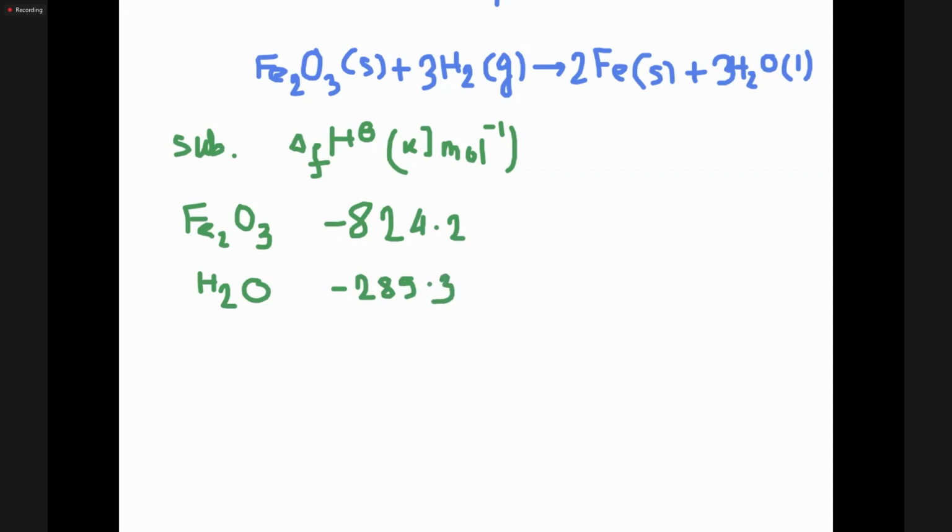For the rest of the substances involved in the reaction, I have told you that since they are in their elemental and standard states, their enthalpy of formation value at standard state will be equal to 0. So for iron solid and dihydrogen gas, these values are 0. Now we have the ΔfH° values of all the substances that are involved. Now we have to apply the equation for ΔrH° over here.